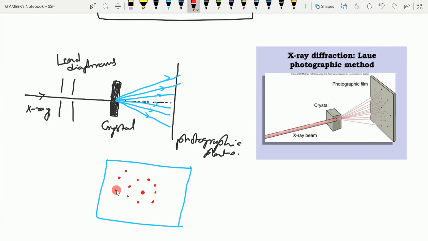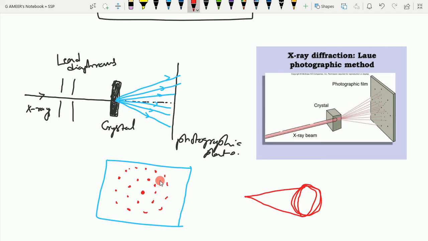Let's say this is the first order, and this is the second order. We'll see the circular pattern. This is actually cone shaped, but you are only seeing this circular part here.